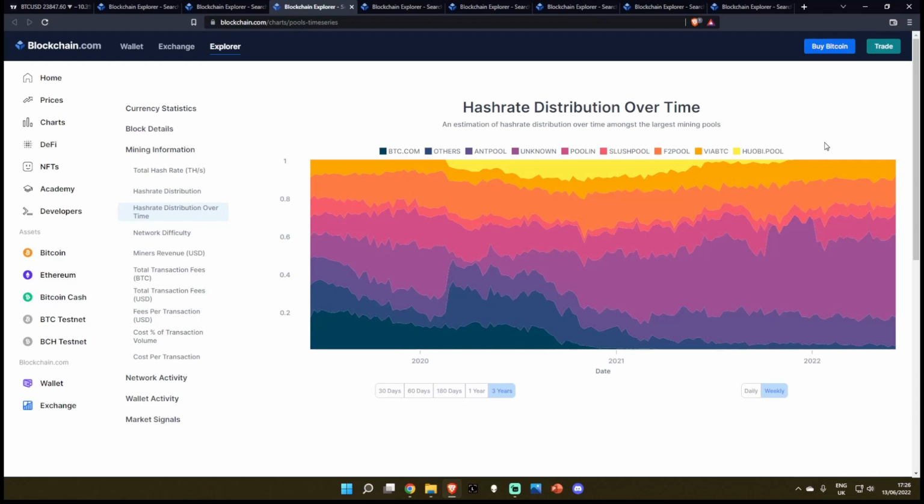There are new companies coming out to mine Bitcoin. Individuals are setting up their own Bitcoin nodes and validating their own transactions. So it's going to become harder and harder and harder over time to stage a 51% attack and take over the network.